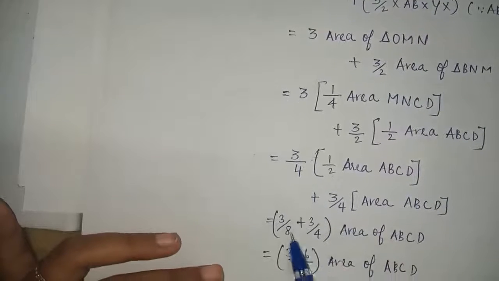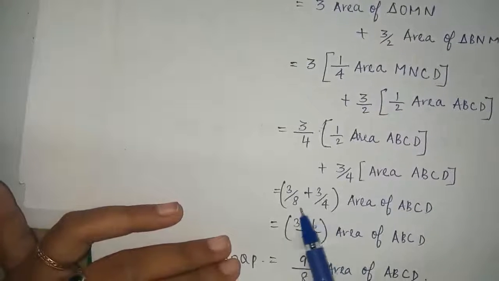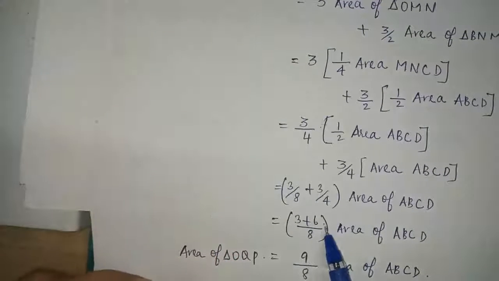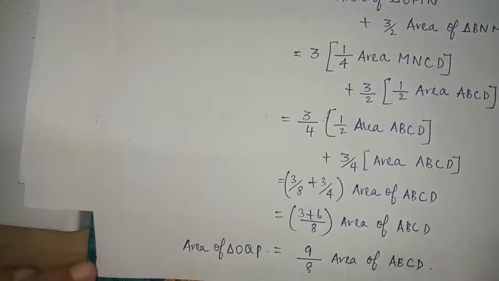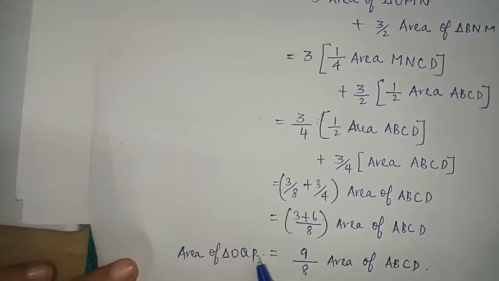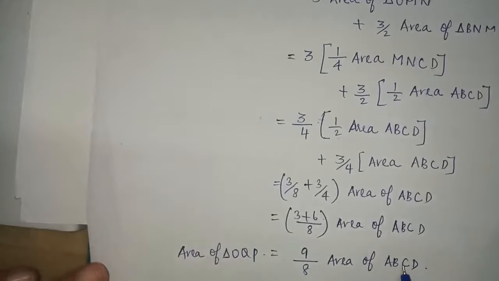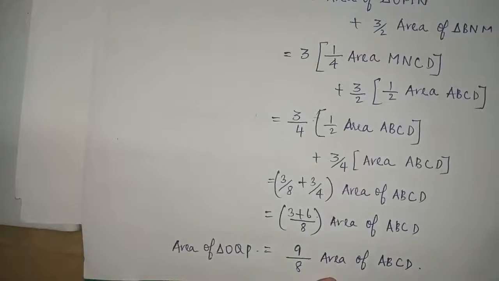So 3 by 8 plus 3 by 4 into area of ABCD, which is equal to, cross multiplication, 3 plus 6 by 8 of area of ABCD. Therefore, area of a triangle OQP is equal to 9 by 8 of area of parallelogram ABCD. Hence, we proved the result. That's all, students. Up to this exercise 4.2 is over. Thank you, students. Have a nice day.